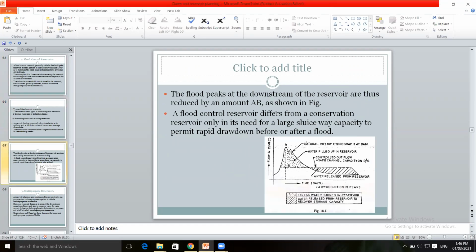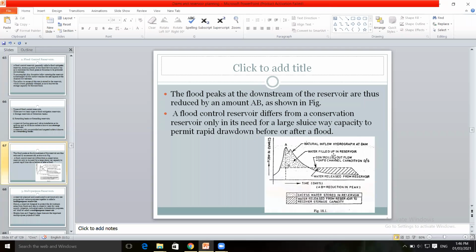The flood peaks at the downstream of the reservoir are reduced by the amount AB. In this image, it shows how the peak flow is reduced. That is shown in this image, how the flood is controlled. So here at A point, natural inflow hydrograph at dam.